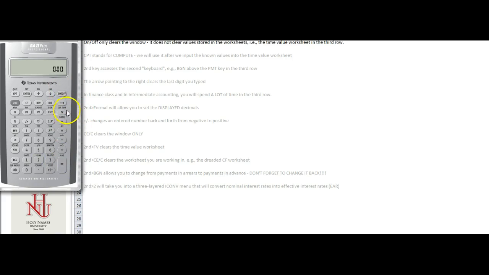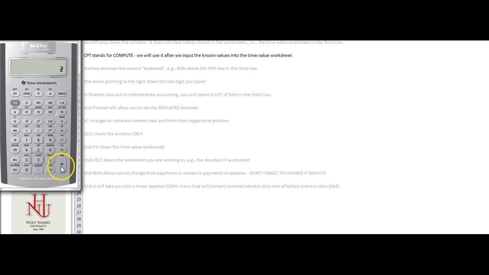I turn it back on and it's gone. However, any numbers in this third row, in the cash flow menu or the bond menu, none of that stuff gets cleared just by turning the calculator on and off. For example, to clear this third row, we'd hit second, clear TVM, and that would get rid of all the data that was stored in there.